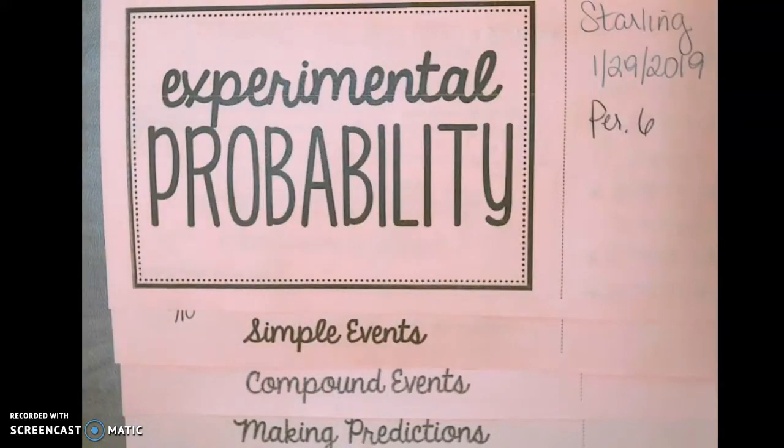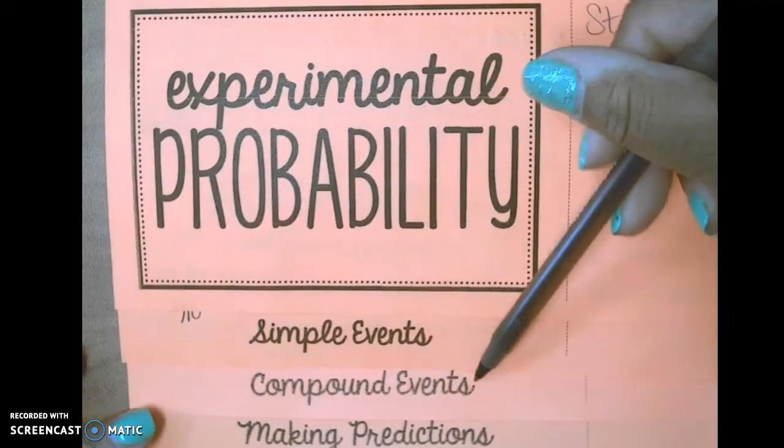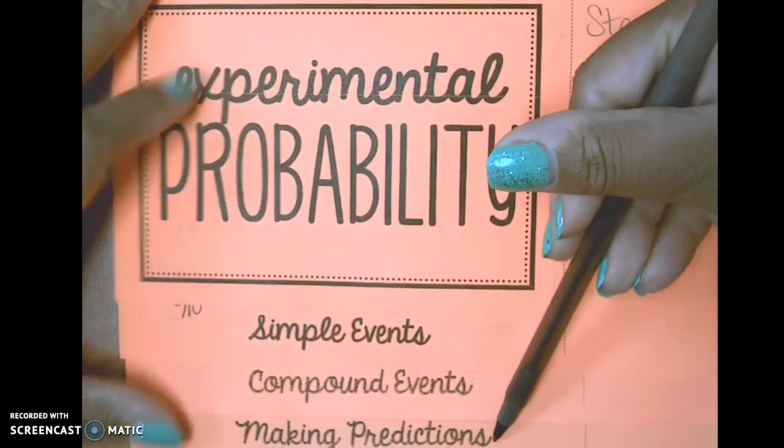All right, we're going to finish up our notes for experimental probability. We've discussed simple events and compound events in class, and then we're going to go on to making predictions.